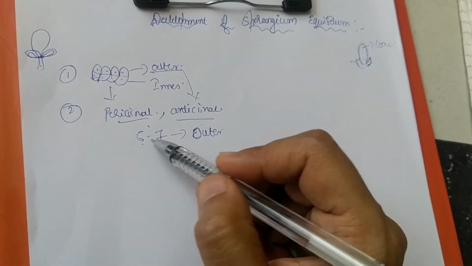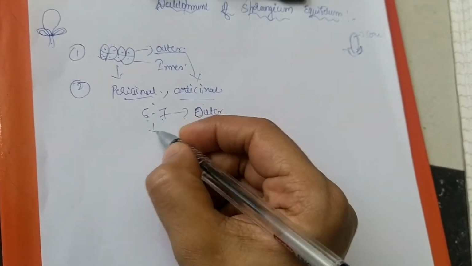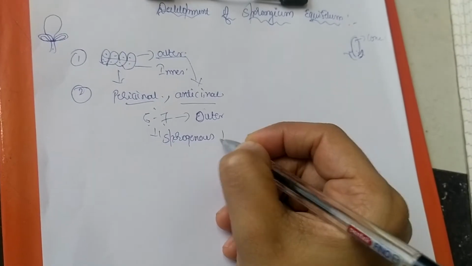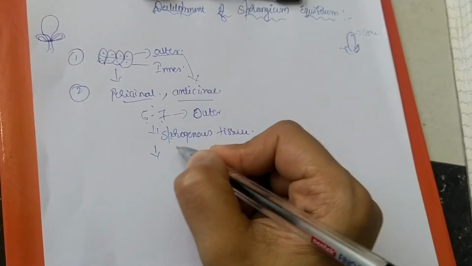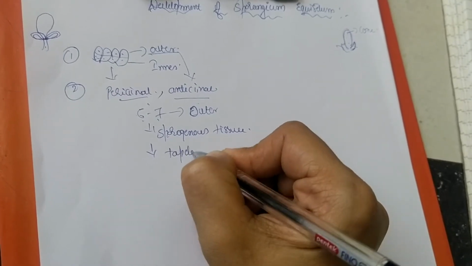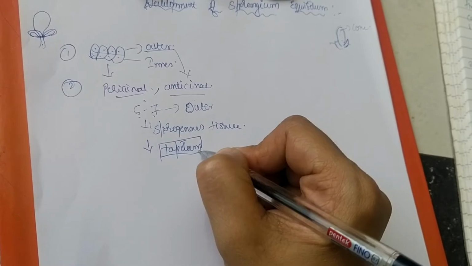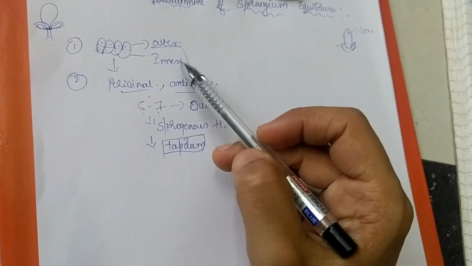Then what is the result of these 6 to 7 layers? The inner layers are going to differentiate and form sporogenous tissue. Apart from sporogenous tissue, they are going to form the tapetum. So the origin of the tapetum in case of Equisetum is from the outer cell, not from the inner cell.